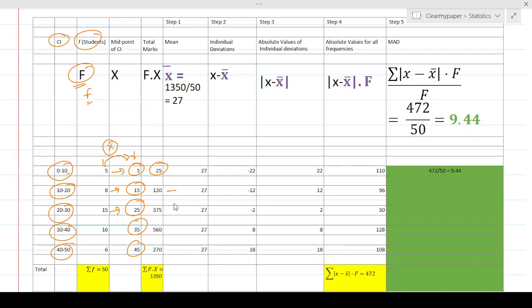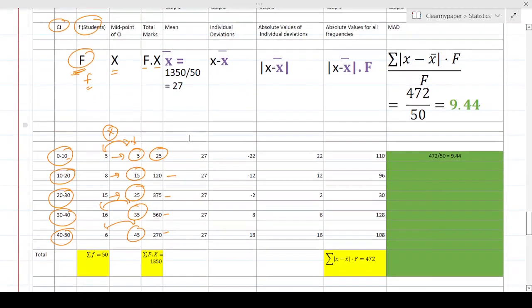Similarly, I'm going to multiply here, here, here, and here, which means that I'm going to multiply f into x. So this is the f part, this is the x part. So I'm going to multiply all these things so that I get the total marks for all the students belonging to the class interval.